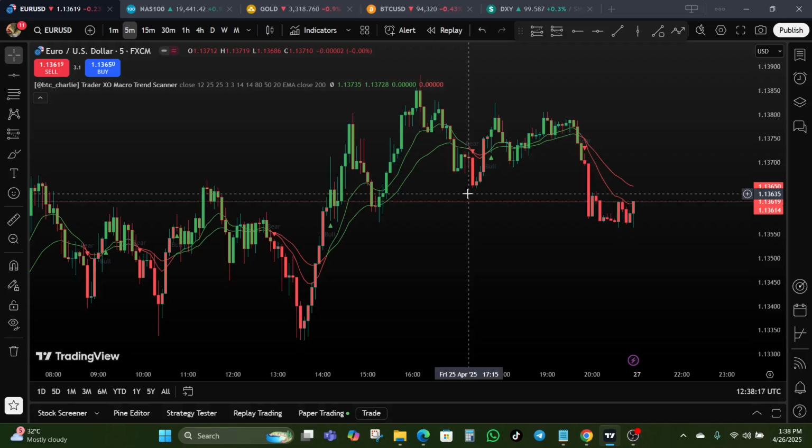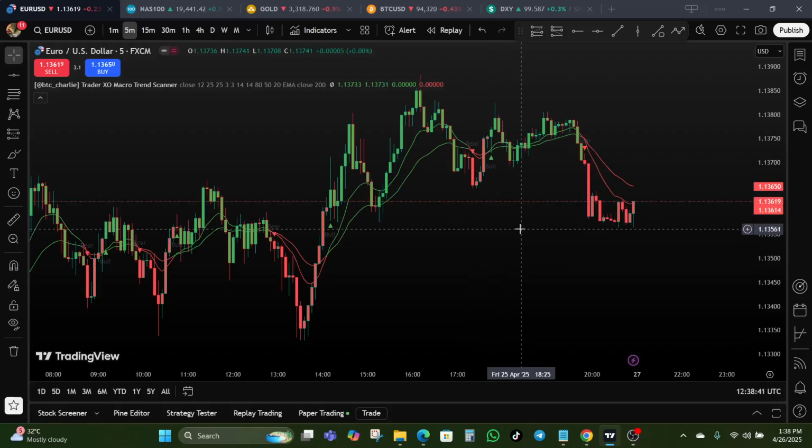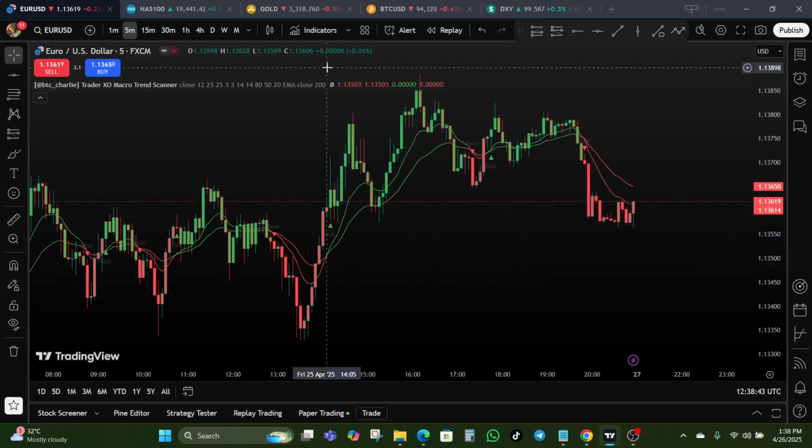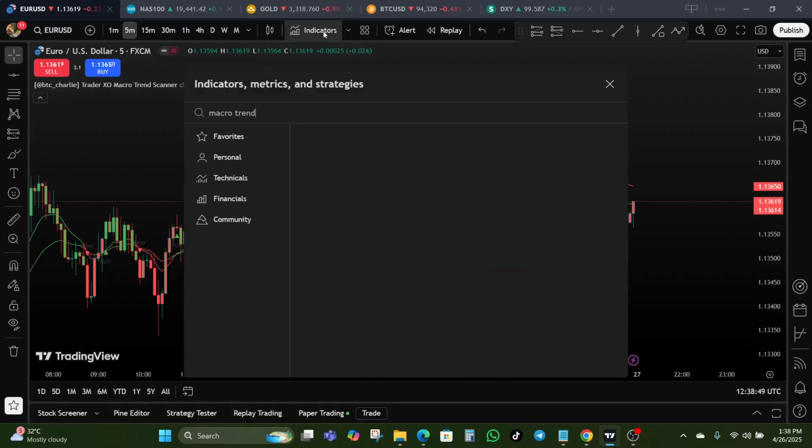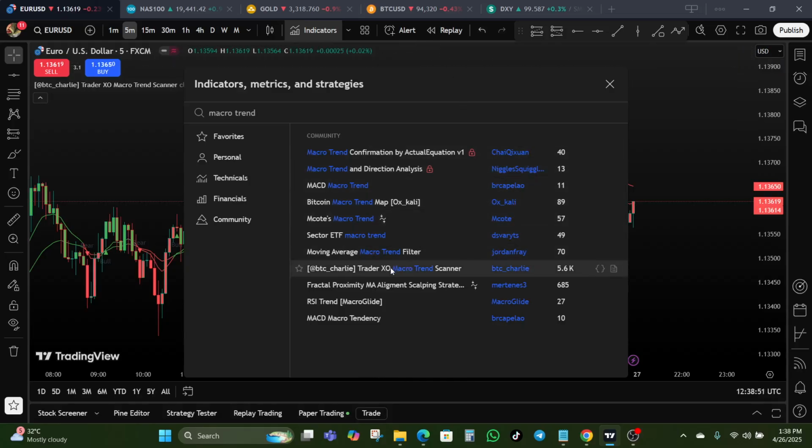Now, what makes it stand out is its ability to filter out false moves. It focuses on macro shifts in the market, giving you a high probability directional cue based on trend strength, momentum shifts, and key market structures. So setting up the indicator is quick and simple. When you open your TradingView, you should just search for macro trend. When you search for macro trend, then you select the TraderXO Macro Trend Scanner.